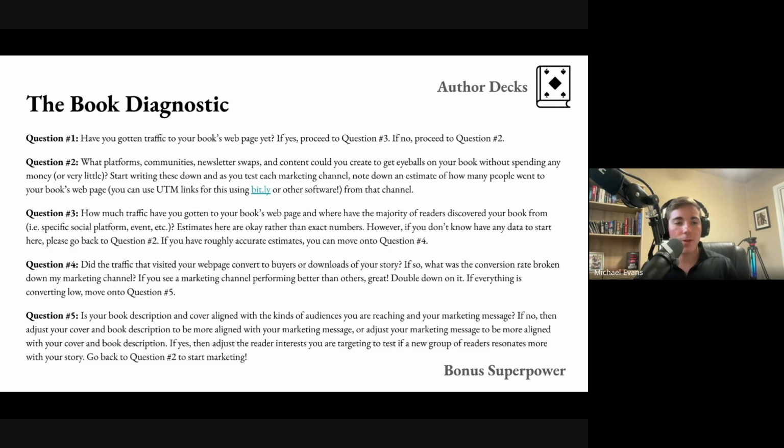But if everything is converting low, it's just crickets, it's not going great, you want to move on to question number 5, which is: are your book description and cover aligned with the kinds of audiences you are reaching and your marketing message, right? That's so key.